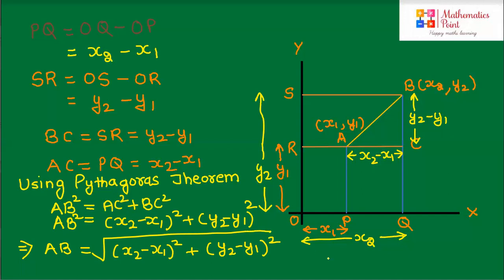And what is this? This is what we call the distance formula. So I'm going to write here, this is known as the distance formula. And we use this formula to find the distance between any 2 points whose coordinates are given to us. So hope you understand the derivation.